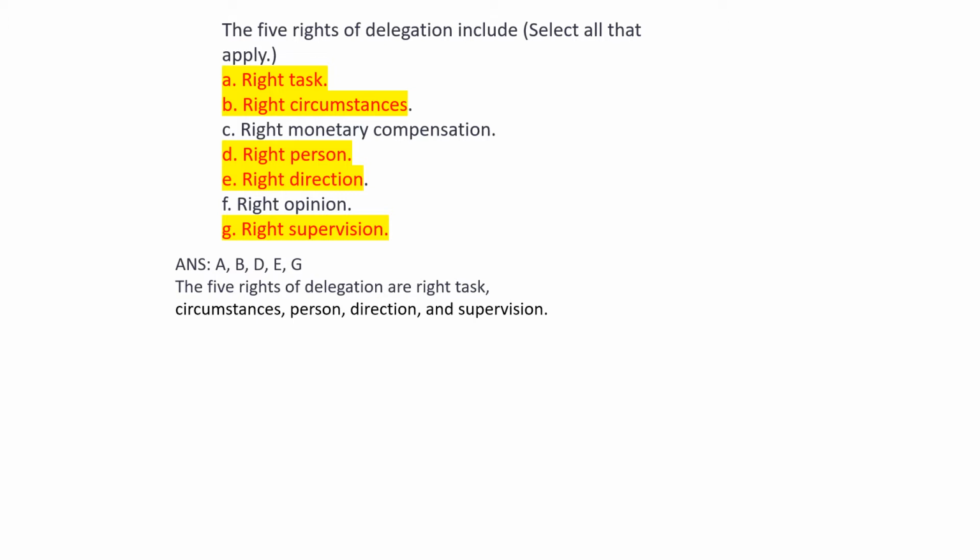Answer: A, B, D, E, G. A. Right task. B. Right circumstances. D. Right person. E. Right direction. G. Right supervision. The five rights of delegation are right task, circumstances, person, direction, and supervision.